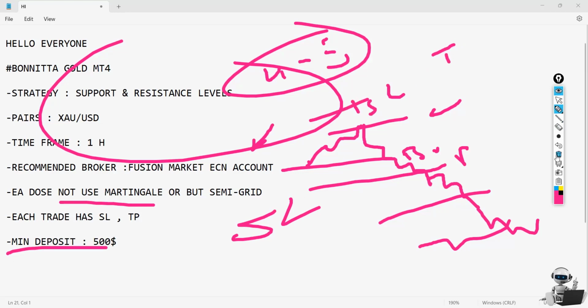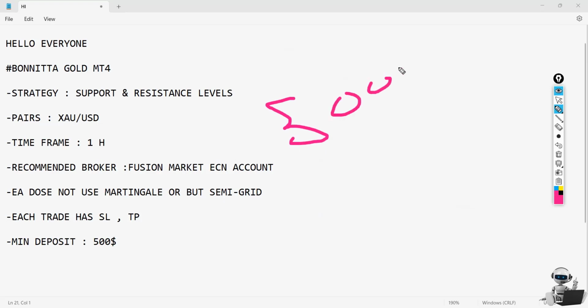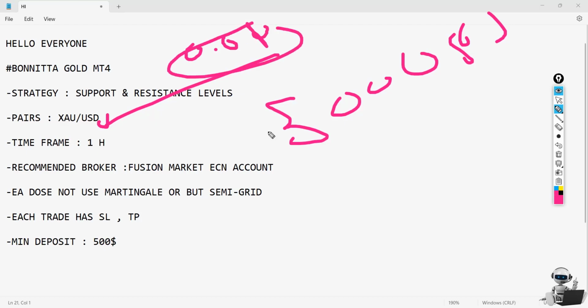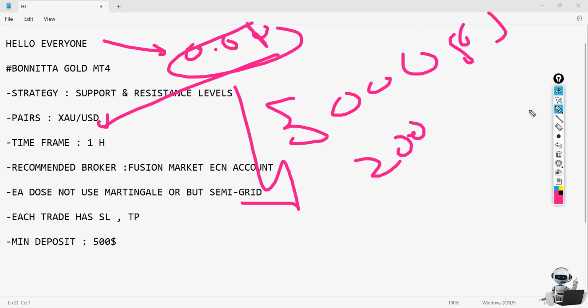For the minimum deposit for this EA, I recommend you use $100, because the lot size for gold 1.01 is different from other Forex pairs. The value for a pip is higher, so if you use a lower deposit you will probably suffer from a large drawdown. So let us go to the overview.